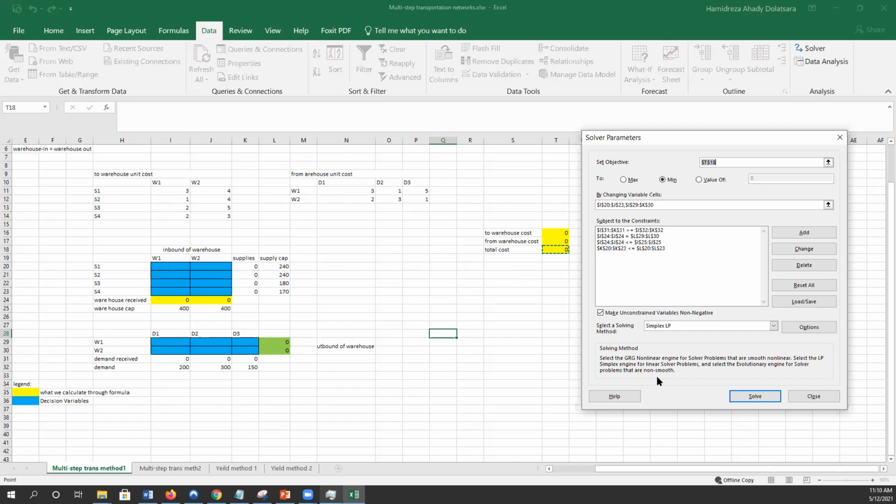The second constraint here is L24 to J24 equal to L29 to L30. We just want to say the inbound of the warehouse should be equal to the outbound of the warehouse. Also, I24 to J24 should be less than or equal to the warehouse capacity, because I24 and J24 show the summation of your inbound, and the summation of inbound shouldn't be more than the warehouse capacity.